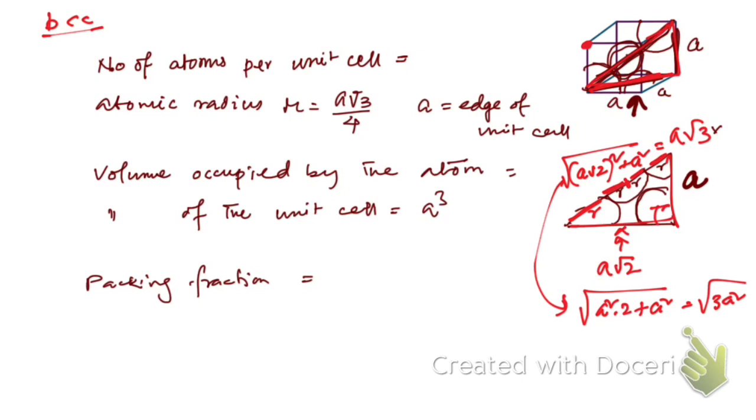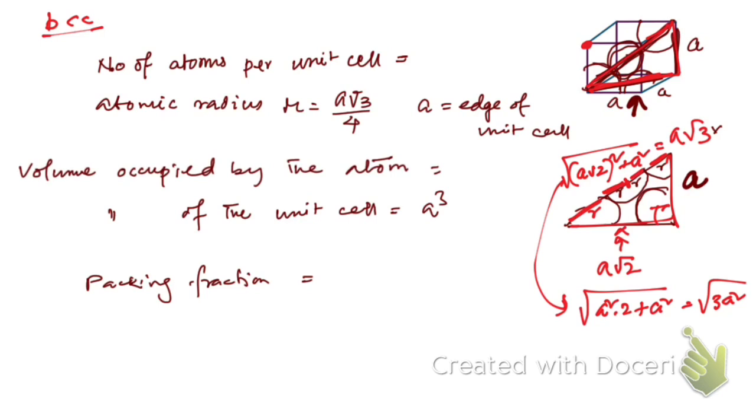Okay, so now the volume occupied by atoms, 2 atoms. There are 2 atoms, right? So here the number of atoms per unit cell is 2, because each corner shares 1 out of 8 parts of an atom. So there are 8 corners, so that is 1 atom, and 1 atom inside the body of the unit cell. That's why it is body centered.